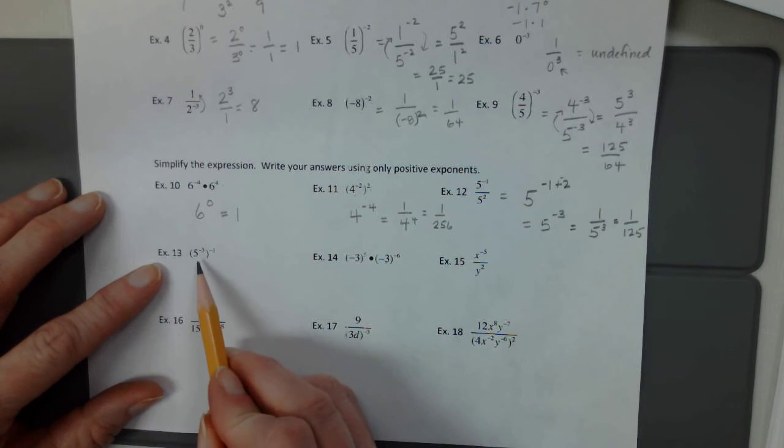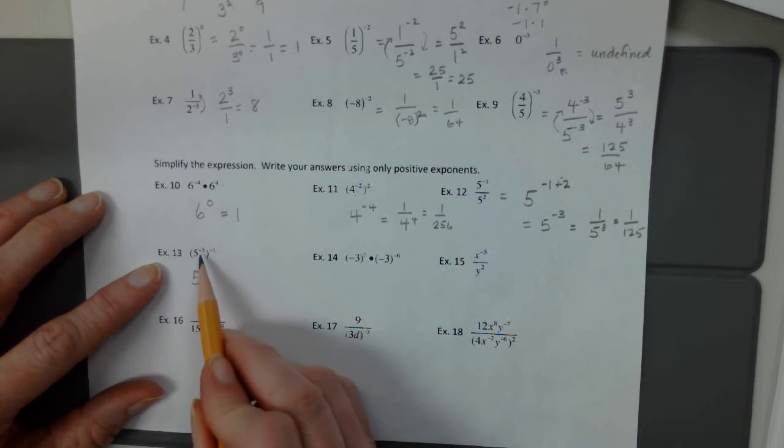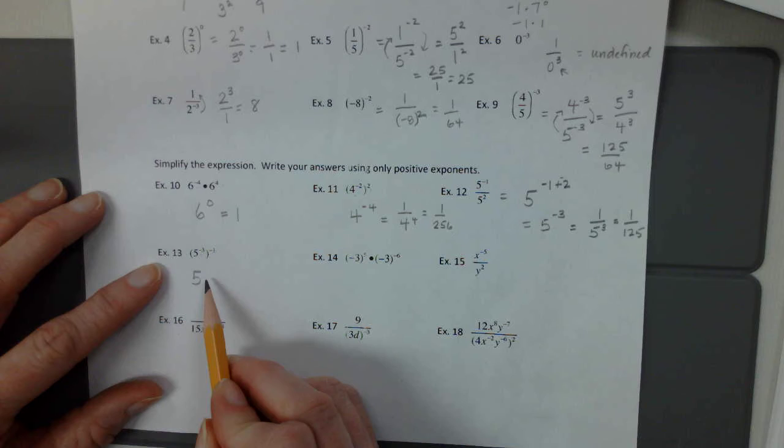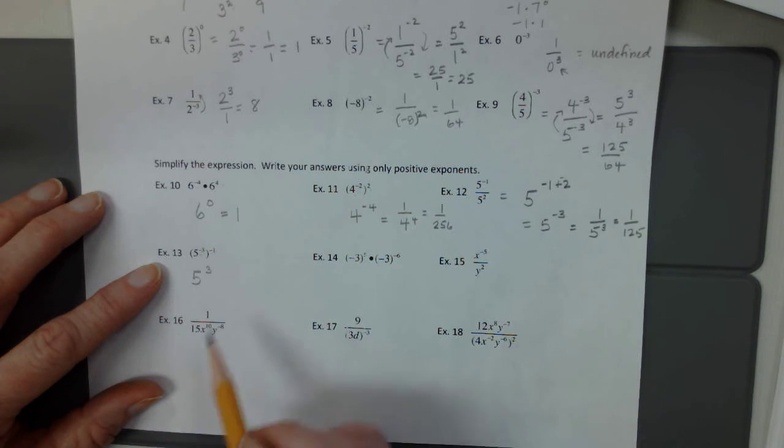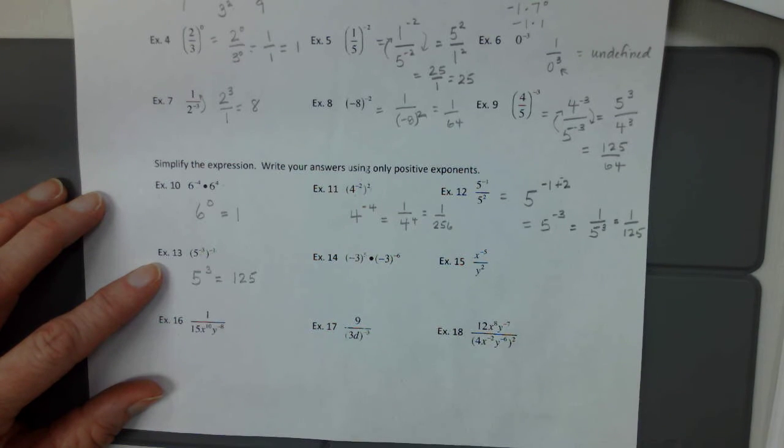Okay, we've got a power raised to a power here, so we're going to go ahead and multiply. The base stays the same. When I multiply a negative times a negative, it becomes positive. I don't have to worry about a negative exponent anymore. 5 cubed is 5 times 5 times 5. That's 125.